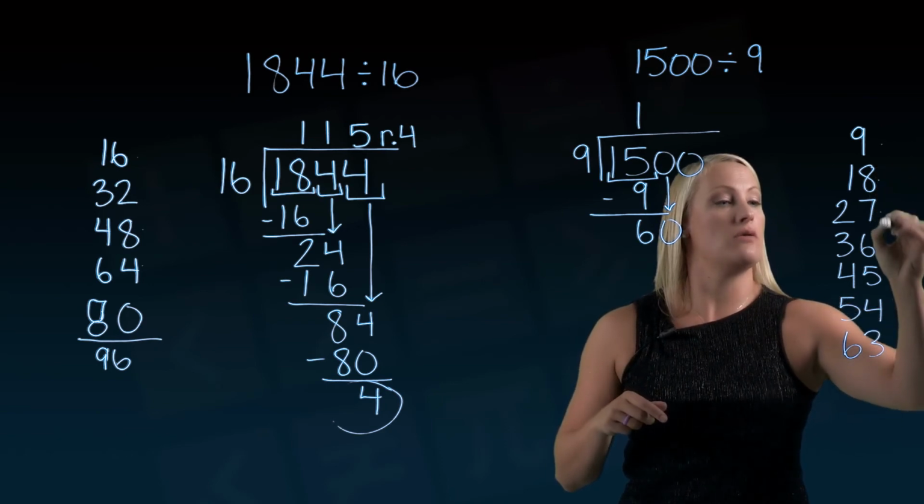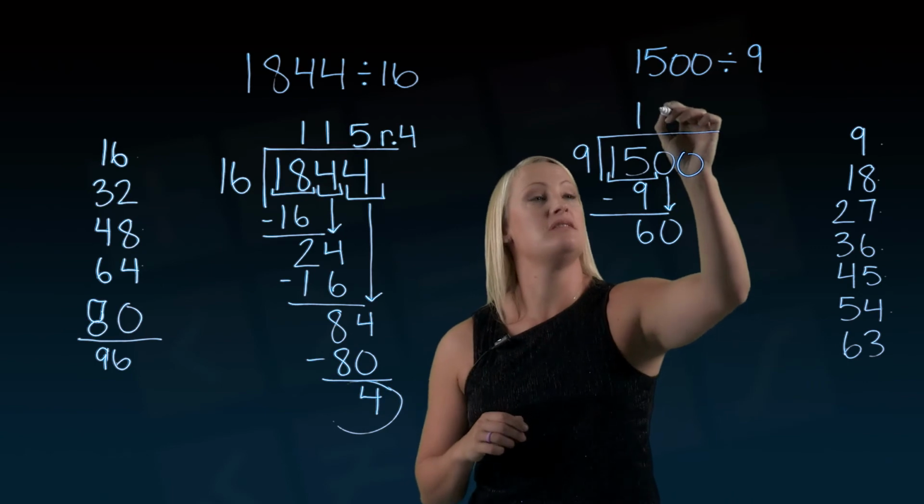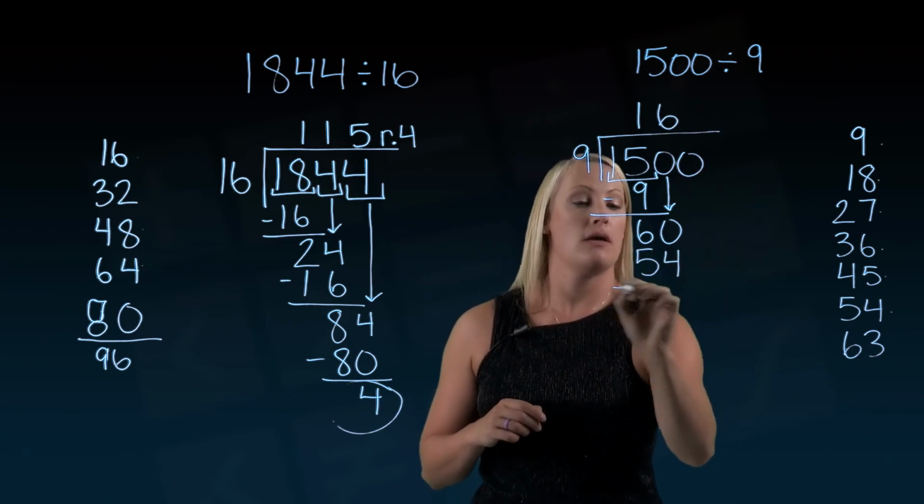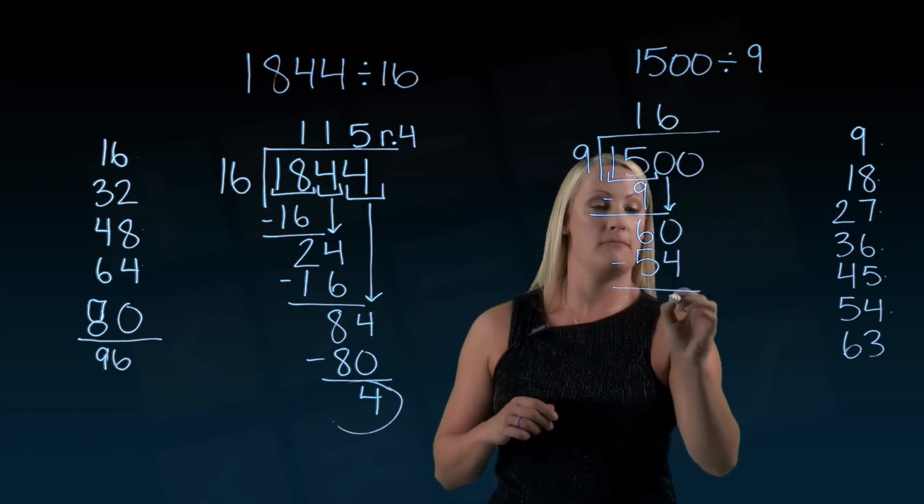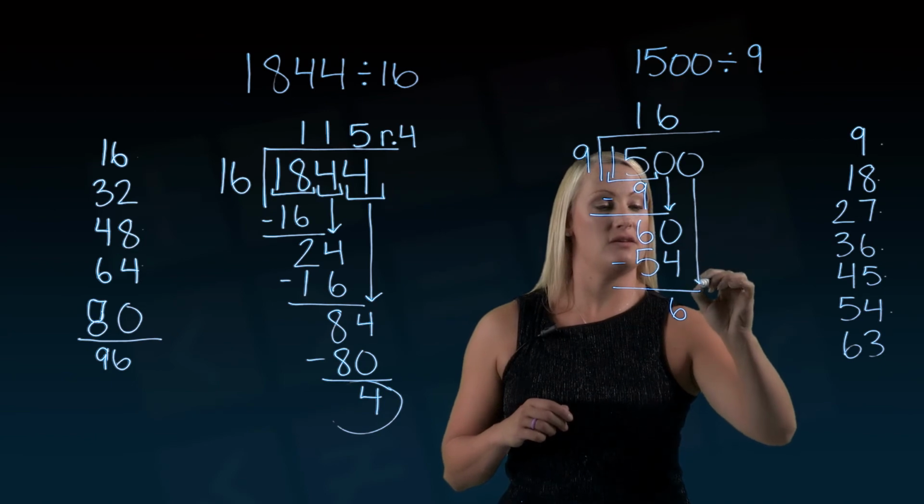1, 2, 3, 4, 5, 6 times. 9 times 6 is 54. I'm going to subtract those, and I get a 6 left over. I'm going to bring that last 0 down.